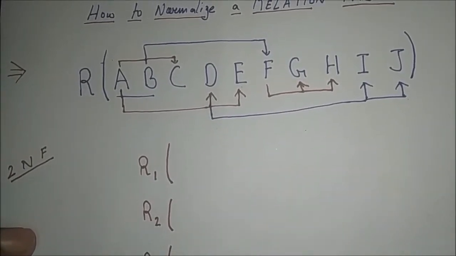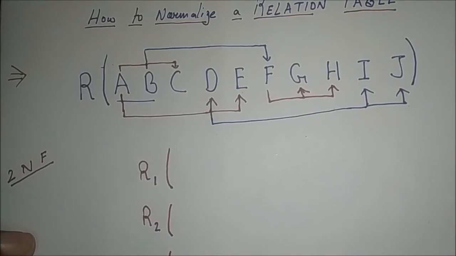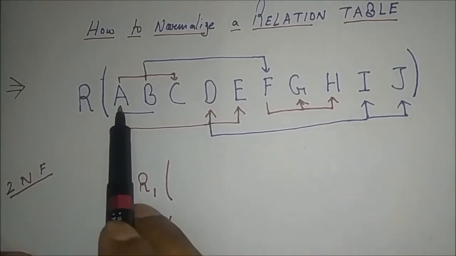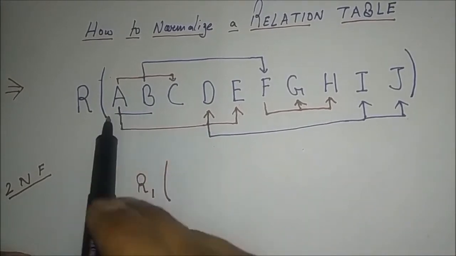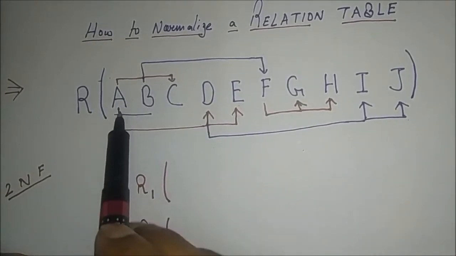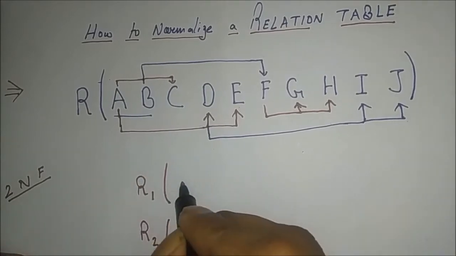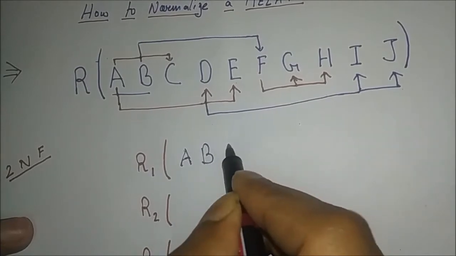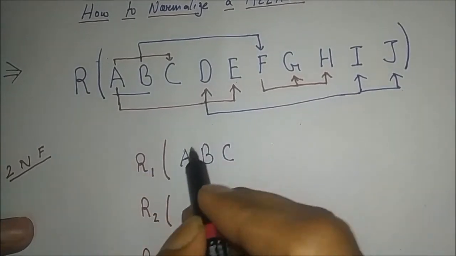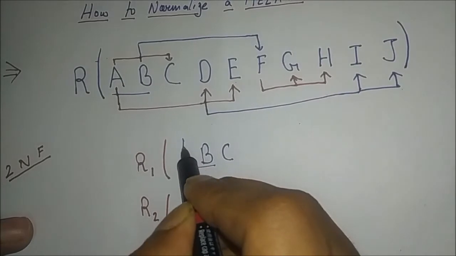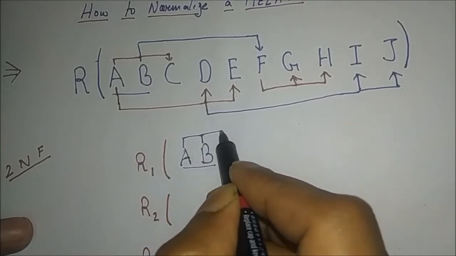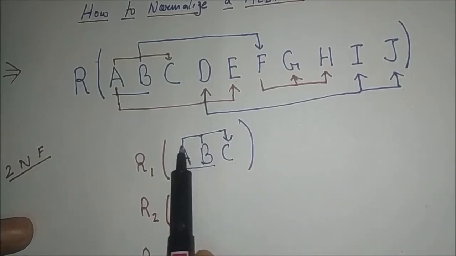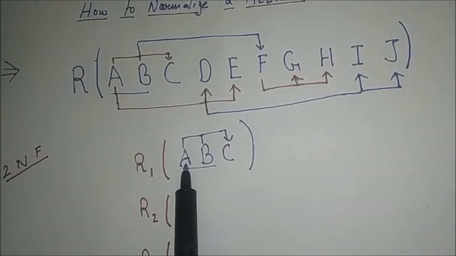We'll decompose this whole relation R into three relations, R1, R2, R3. See here, first is AB. C is depending on full AB. C is depending on the whole candidate key. So we'll write here A, B, C. AB is the full candidate key in this relation. So there is no case of partial dependency.